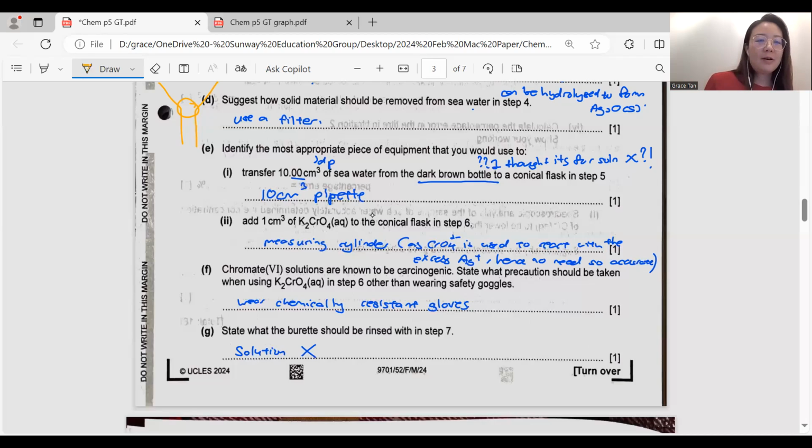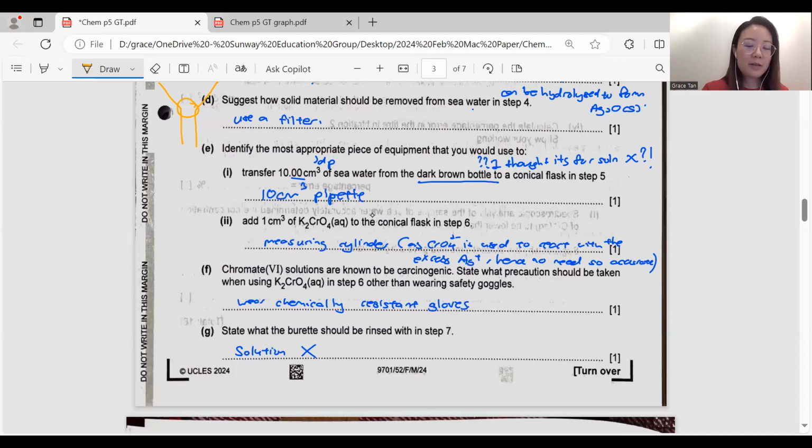Now part E, part 2. Add 1 centimeter cube of the potassium chromate into the conical flask. For me, it's a measuring cylinder. Some of you make the decision based on there being no decimal place, hence I suggest measuring cylinder. Yes, it's a way out.